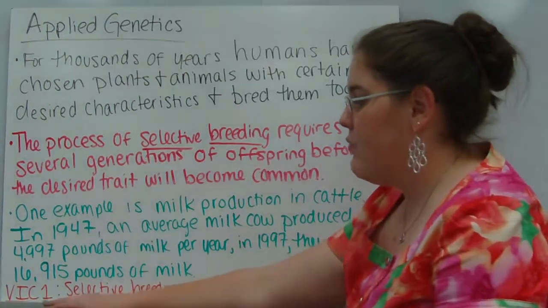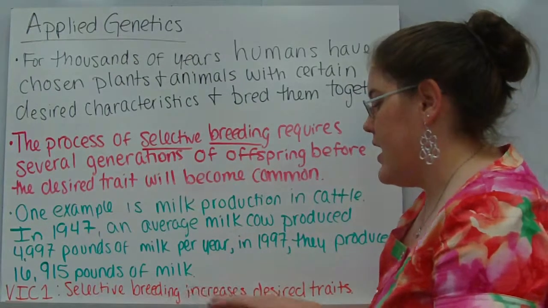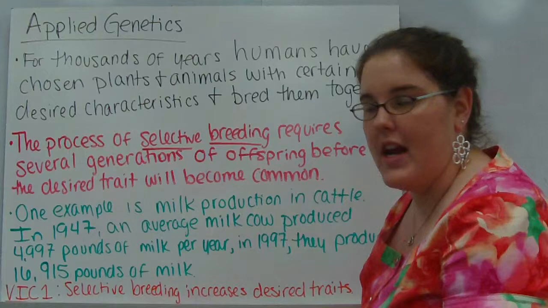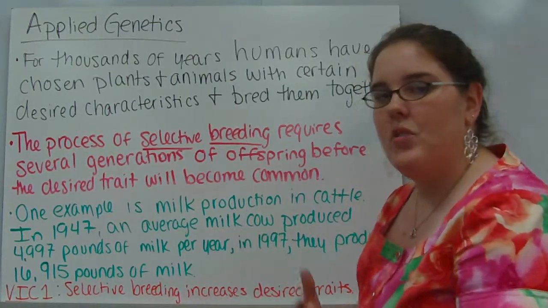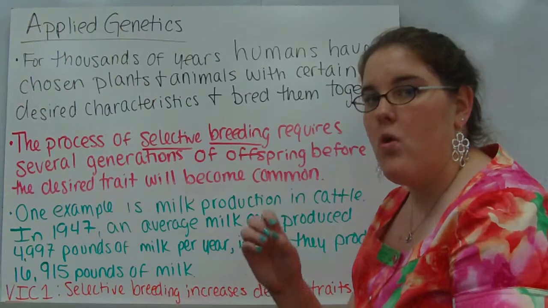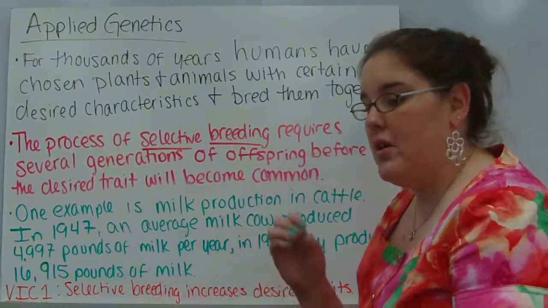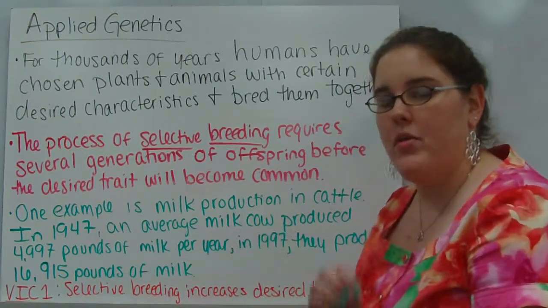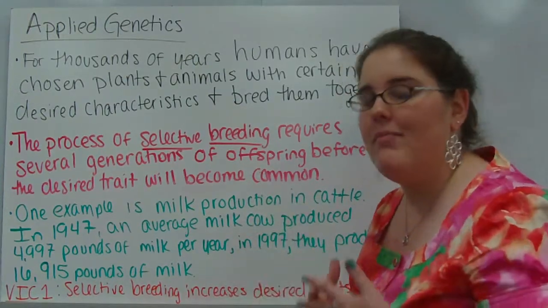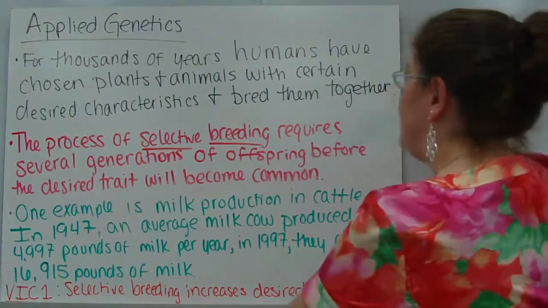So your VIC number 1 is selective breeding increases desired traits. Anything that you're looking for in a desired trait could be something from a plant, could be something from an animal, anything that you desire in a specific organism. If you take that organism and you breed it with another that is also expressing that same trait to try and get more of that trait, that is your selective breeding.